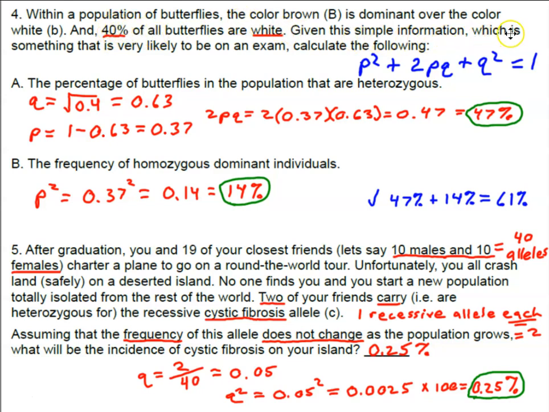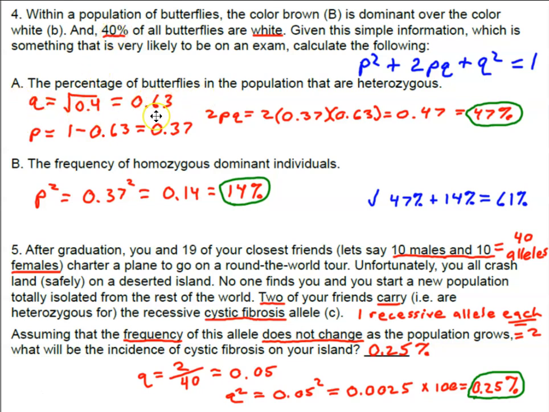So given this simple information, and I didn't write these questions, by the way, which is something that is very likely to be on an exam. We want to calculate the following. And again, I put the equation on here just to remind you that all of these calculations are based on the Hardy-Weinberg equation, or Hardy-Weinberg theorem. So we're asked for the percentage of butterflies in the population that are heterozygous. Well, we're basically given that. All you have to do is take the square root of 0.4. But again, remember, not the square root of 40, the square root of 0.4, and that's 0.63.